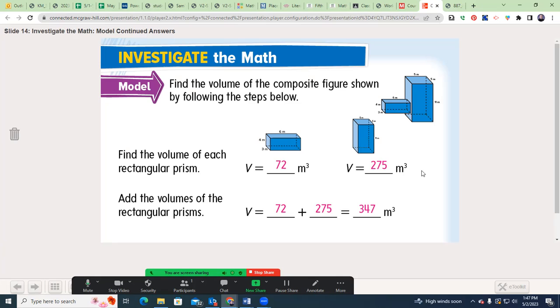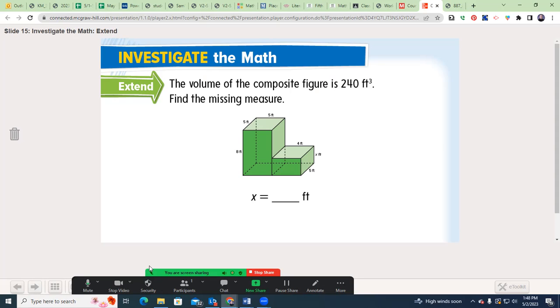Or cubic meters, however you want to read that. But make sure you write it with the units, which is the M from right here, and the superscript 3. If you're wondering, why are we cubic meters? Because this is technically 3 meters times 4 meters times 6 meters, and meters times meters times meters is meters cubed. That's where that comes from.